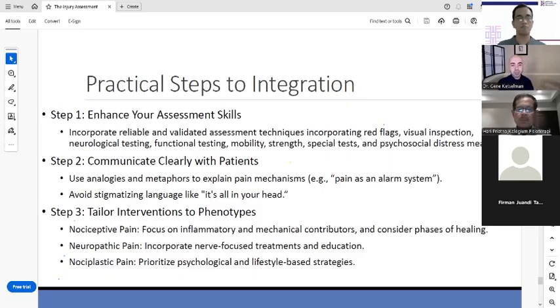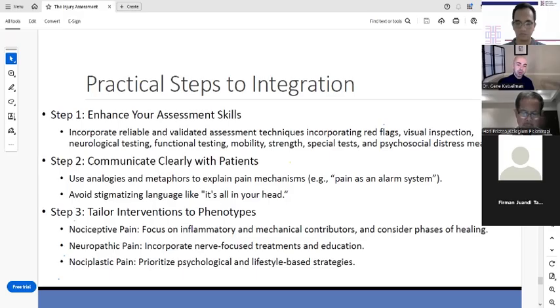Then you want to communicate clearly with the patient. So you're going to use analogies and metaphors to explain the pain mechanisms. So that is your pain education, and avoid stigmatizing language. So you definitely don't want to use words like "it's all in your head." If they have nociplastic pain, even though the threat is within the brain, it is not made up. It is real pain. And so you do not want to sound like you believe that they are making their pain up.